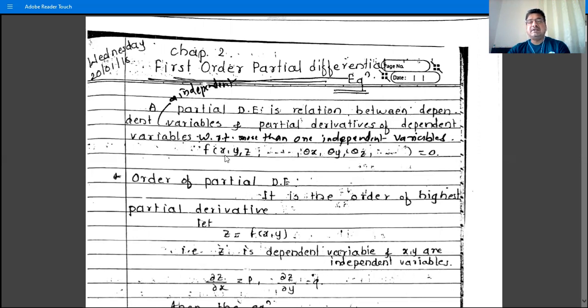The general form of the partial differential equation is this: f is the function of x, y, z, and theta x, theta y, theta z. That is the derivative with respect to x, derivative with respect to y, with respect to z. Okay, so this contains more than one independent variables.